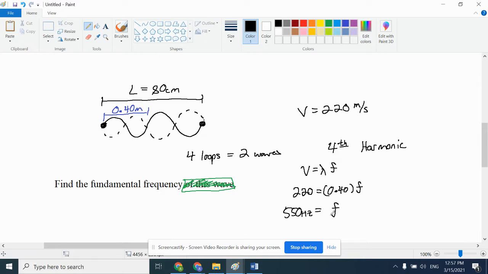Now remember, that's the fourth harmonic. So 4f naught is 550. So f naught would be 550 over 4, which is 137.5 hertz.